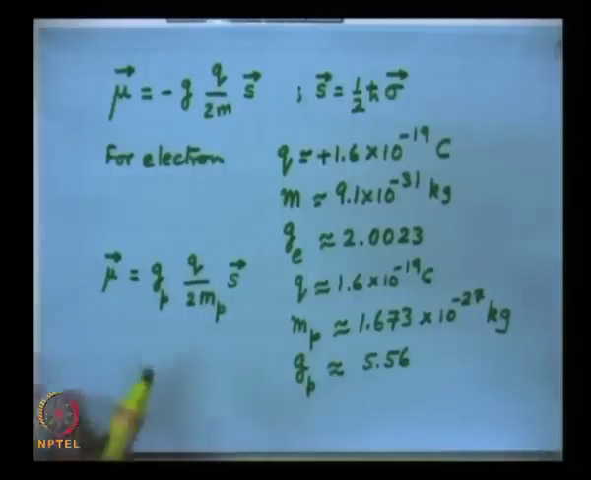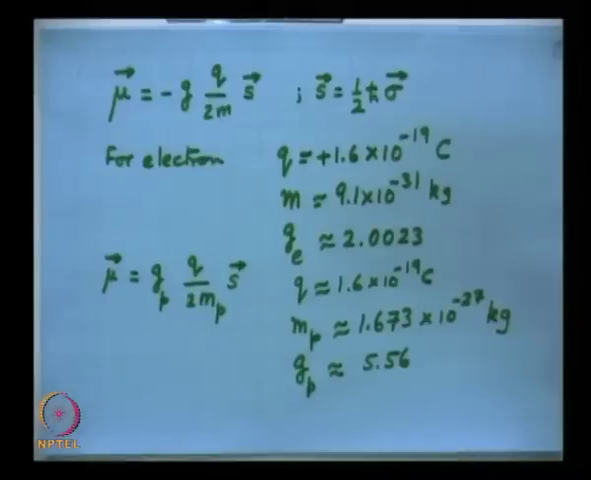So, the proton also behaves as a tiny magnet having a magnetic moment which is much smaller than that of the electron, because the mass of the proton is much larger, but nevertheless it does have a magnetic moment, and if you make a measurement of mu z, you will get 2 quantized values.